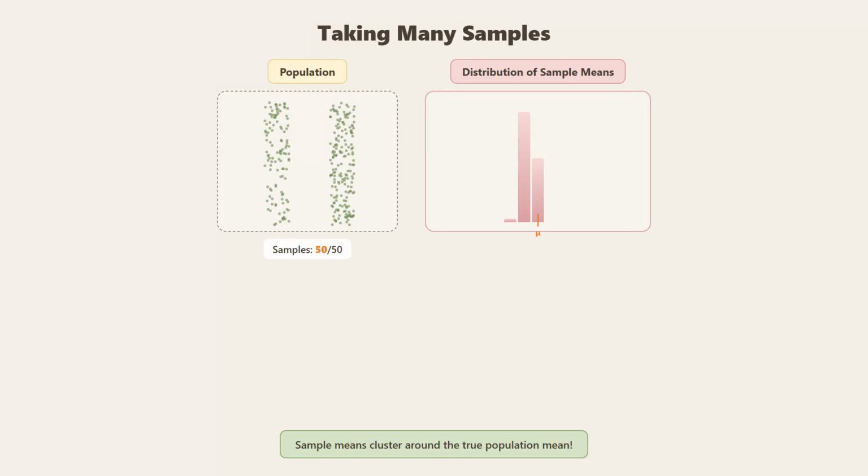Watch as we repeatedly sample from our population and plot each mean. Notice how they begin clustering around a central value. This distribution of sample means is the key to understanding the central limit theorem.